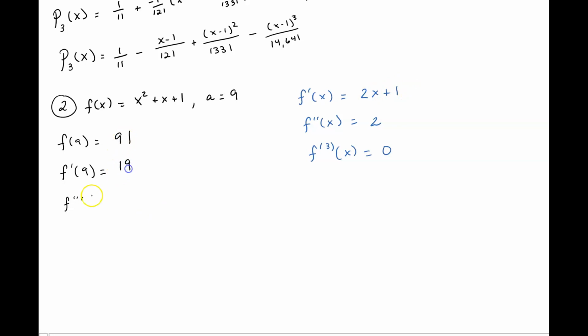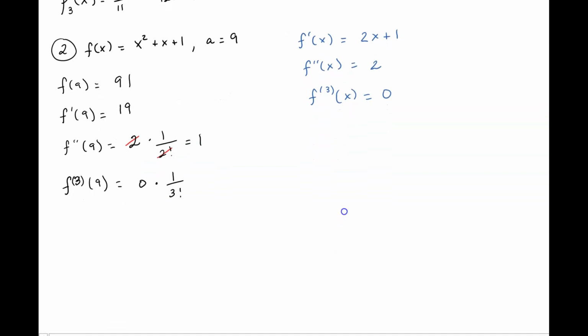That's 19. Now I'm going to try f double prime of 9, and that is just 2 itself. But then you have to multiply by 1 over 2 factorial, which ends up making this simply 1. And then f triple prime of 9, order 3, is simply 0 times 1 over 3 factorial, but that's just 0 itself.